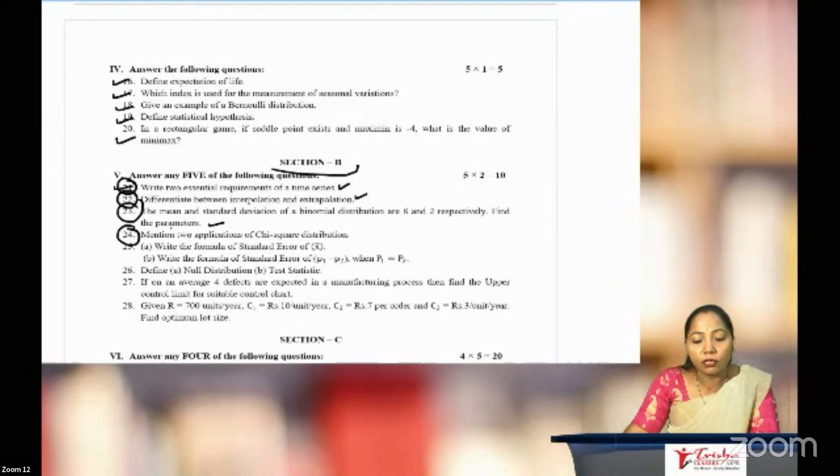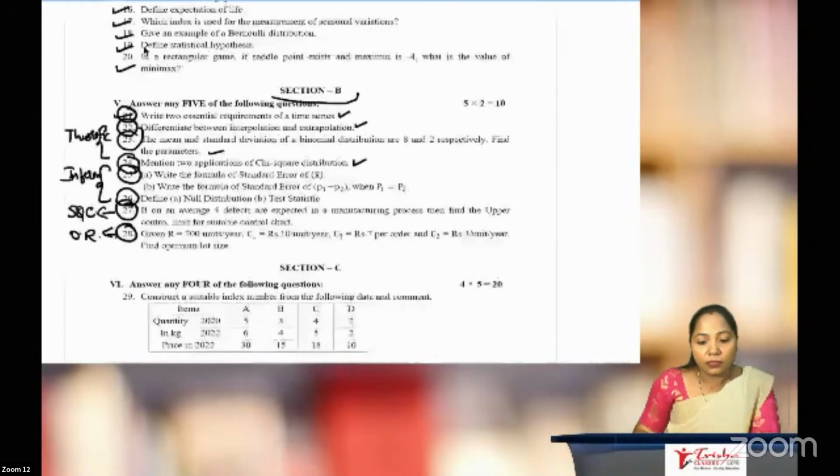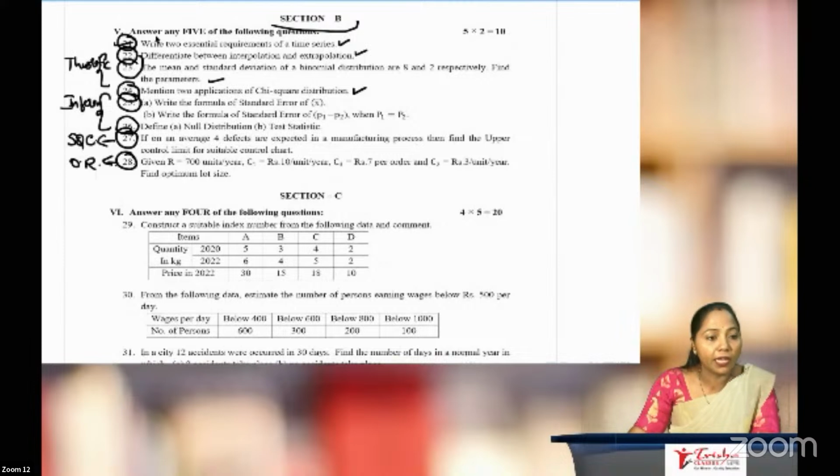Question number 24 is again from theoretical distribution. Question number 25 and question number 26 are from inference. Question number 23 and 24 are from theoretical distribution. Question number 27 is from SQC, which is again easy for most of the students. And the last question is from OR. Again, it could be from any of the 5 chapters given under OR. So this is section B, where out of 8, you have to answer any 5 questions.